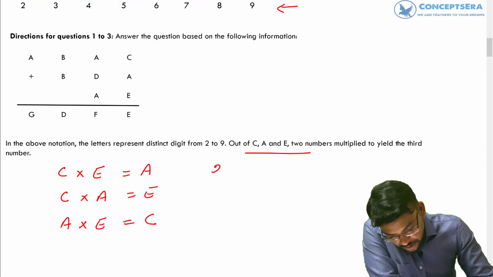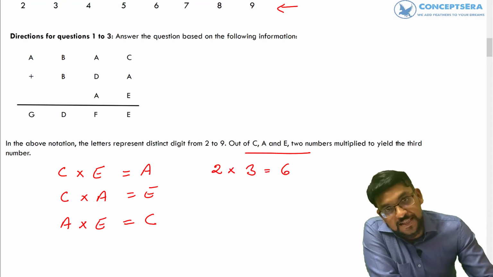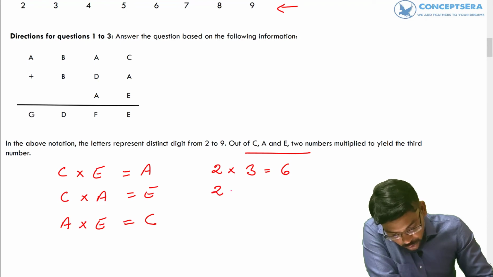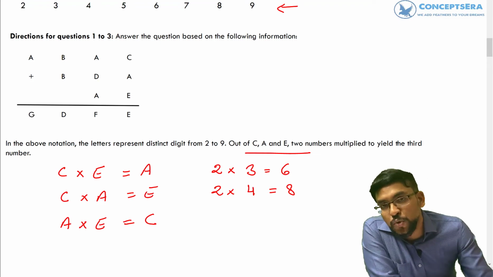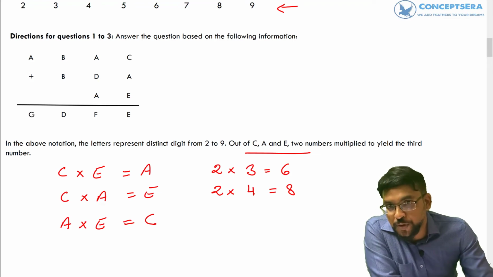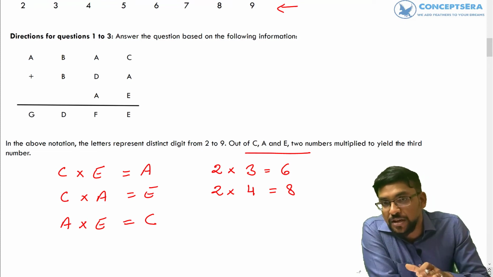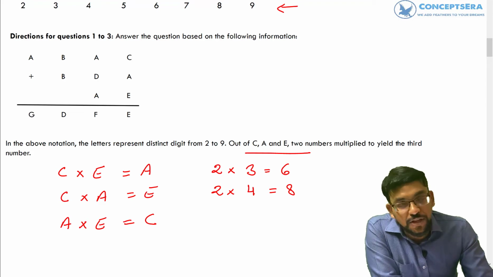So we can write down here 2 into 3 is equal to 6, a possible case. Similarly, we can write down 2 into 4 is equal to 8, another possible case. Except these 2 cases, there is no other case possible here, because 2 into 5 will make it a 2-digit number, and no single letter represents a 2-digit number. Similarly, 3 into 4 will also end up with a 2-digit number, which is not possible here.